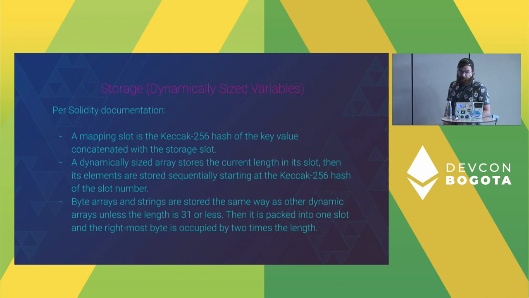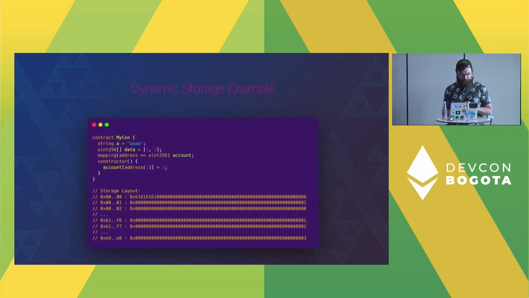Now, dynamically sized arrays store the current length in whatever slot they occupy. And then its elements are stored sequentially starting at the SHA-3 hash of that slot number. Byte arrays and strings are stored the same way as other dynamic arrays, unless the length is 31 or less. If this is the case, all of that is packed into a single slot, left aligned, and the length is placed at the rightmost byte. And it's going to be 2x the length.